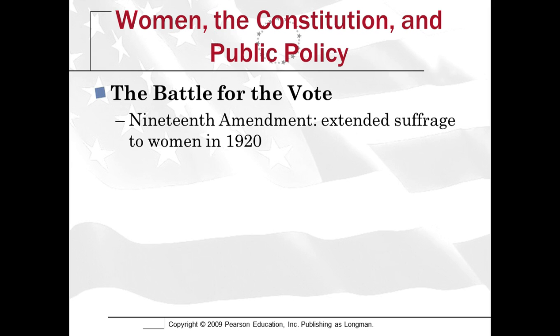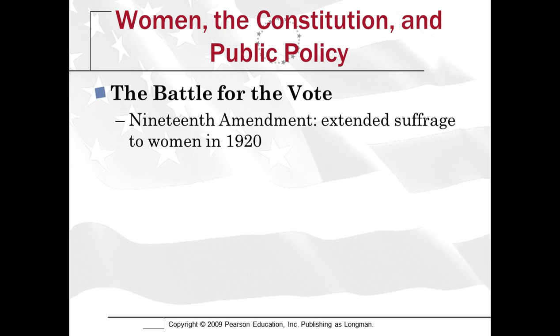The period after the passage of the 19th Amendment, up until about 1960, we call the doldrums. This is a period where the women's movement kind of fades. A lot of them felt that once they got the vote, then their issues would be resolved through elections. But as we're going to see, that wasn't really true.